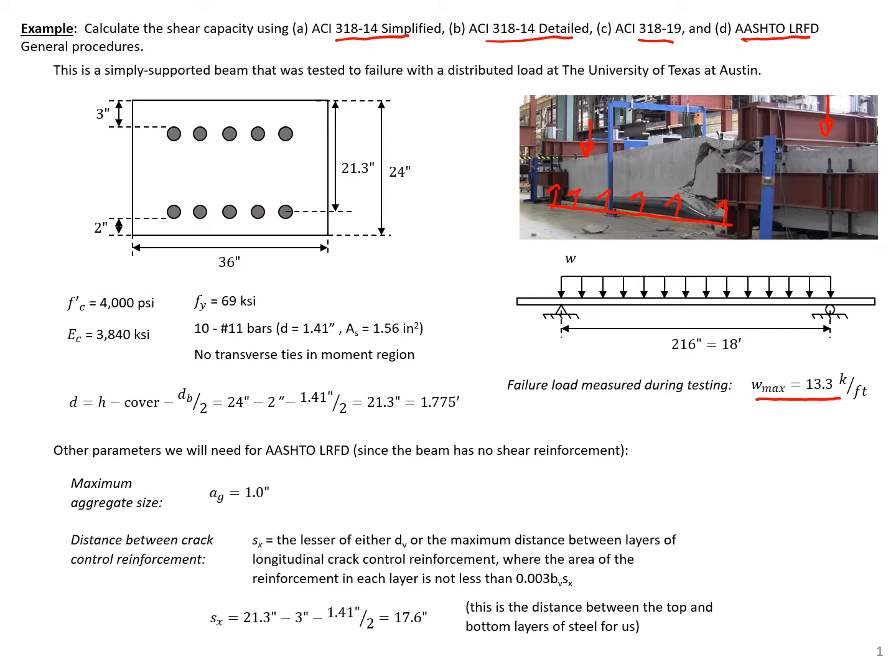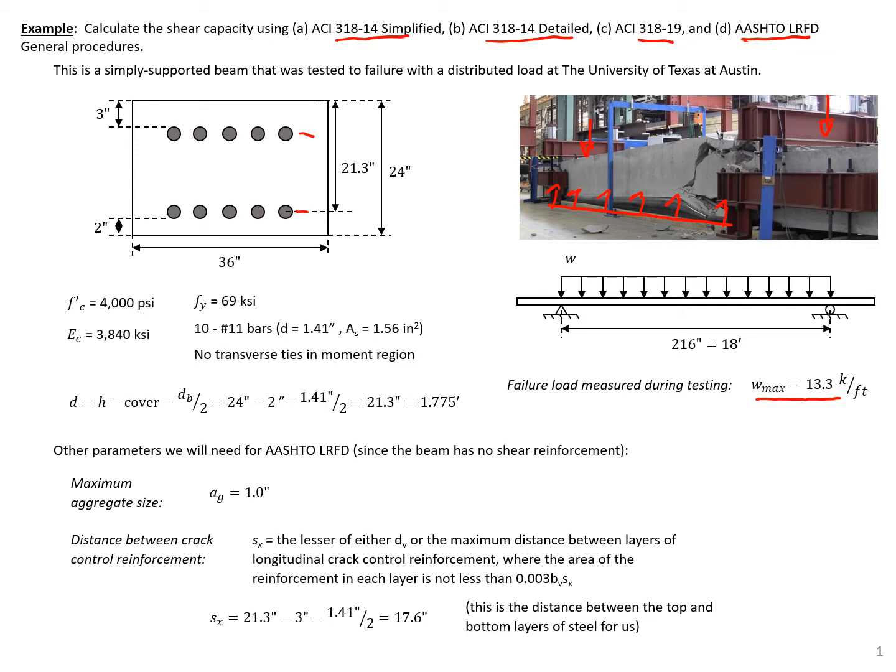This section is a doubly reinforced section with 5 number 11 bars as our compression steel, 5 number 11 bars as our tension steel. We have a concrete strength of 4,000 psi. The modulus shown is 3,840 ksi. Our yield strength of the steel, which is a measured yield strength, is 69 ksi, and our maximum aggregate size is 1 inch.